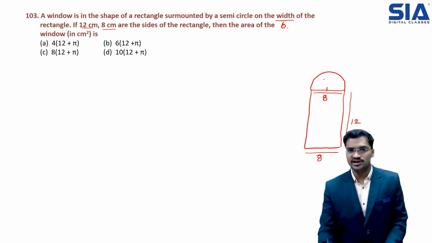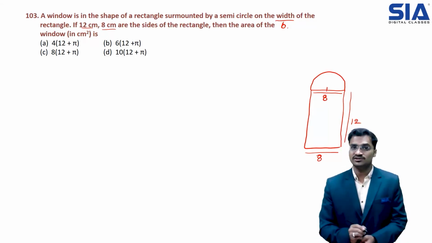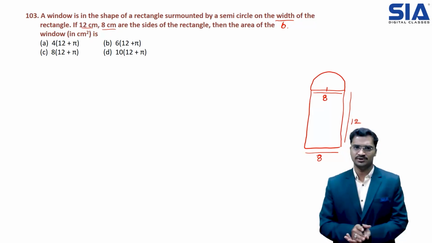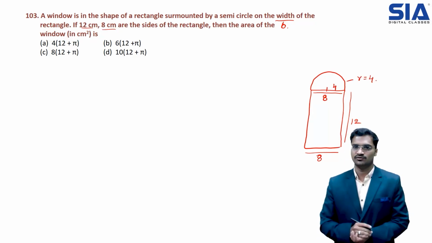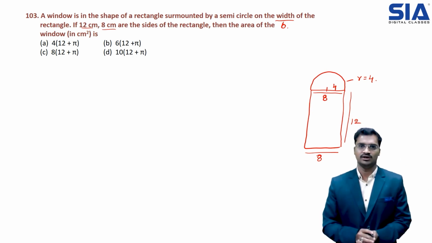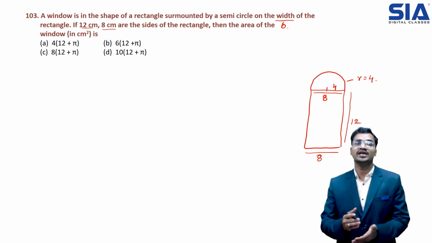Then the radius of this semicircle is what? The radius of this semicircle is nothing but 8 by 2, because 8 is the diameter of that semicircle and 8 by 2 is the radius of the semicircle. So here radius is what? 4. Radius of the semicircle is 4 and length and breadth are given here. Now what we have to find? We have to find the area of the window.